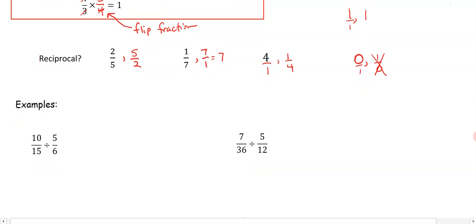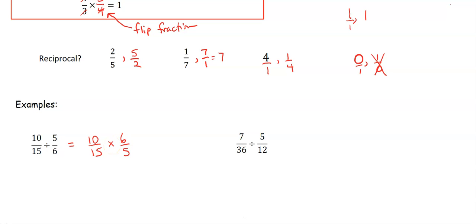All right, let's practice this then. So how do we use this rule? If we have 10 over 15 and we're dividing by 5 over 6, we would rewrite the question. We would change it to 10 over 15. You'll notice the first fraction doesn't change. We change it to multiplying by 6 over 5. So we took the reciprocal of the second one and we changed the division to multiplication.